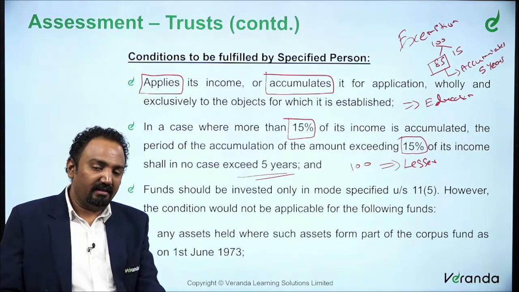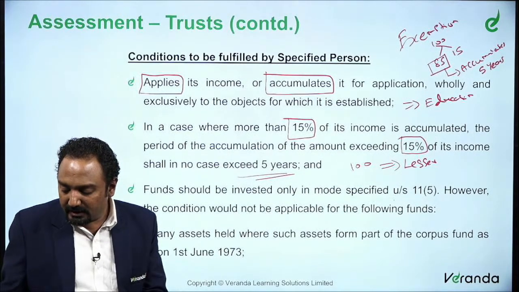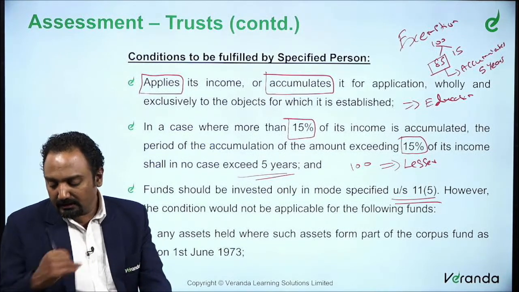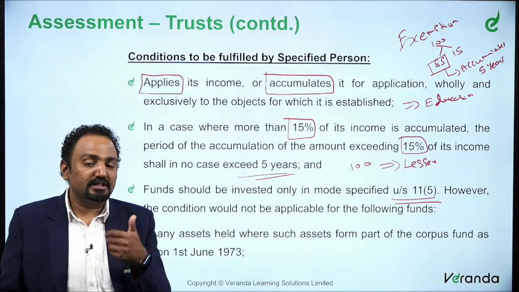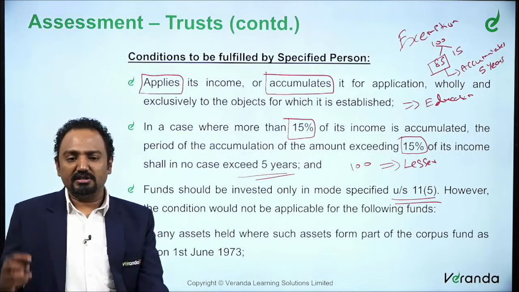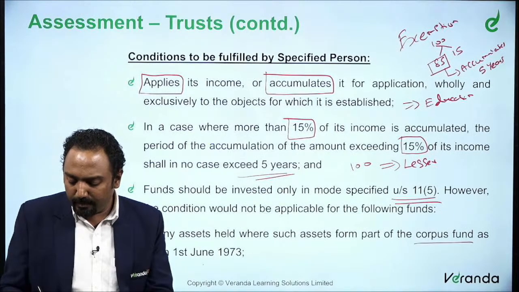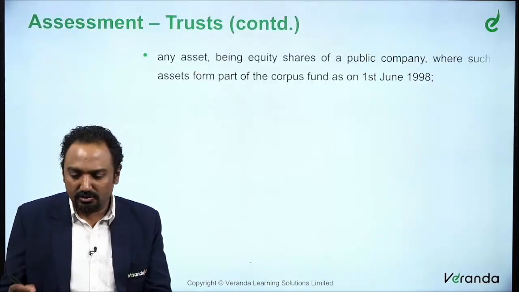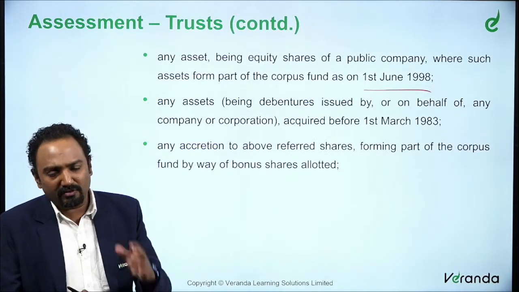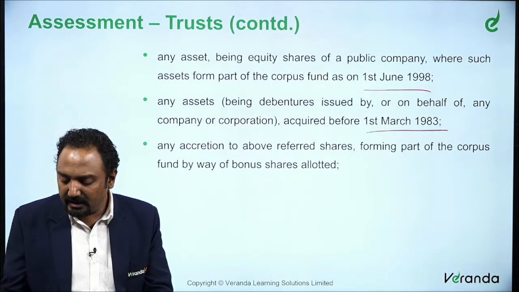And such amounts, whatever has been accumulated and other things, can only be invested in a mode specified under section 11(5). So, whatever has been accumulated can only be spent towards the instruments given under section 11 subsection 5. But there are certain exceptions or disclaimers, whatever you want to call it. So, these are all very old things. So, assets forming part of corpus fund as on 1st June 1973. Similarly, there is a condition for 1st June 1998. I am not going to go into this because, of course, these are all very old dates. If you have such old assets or debentures, whatever has been listed here, then it is there.